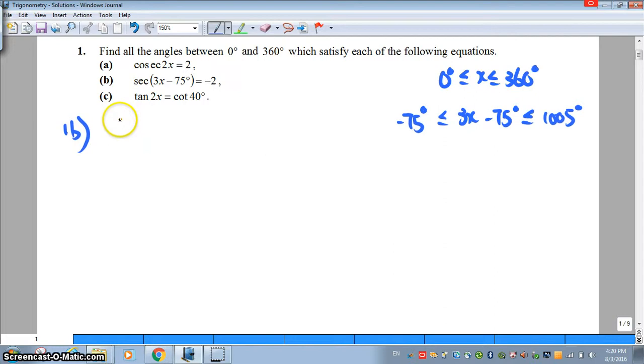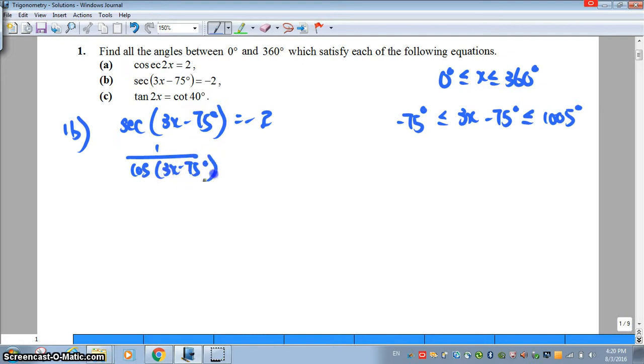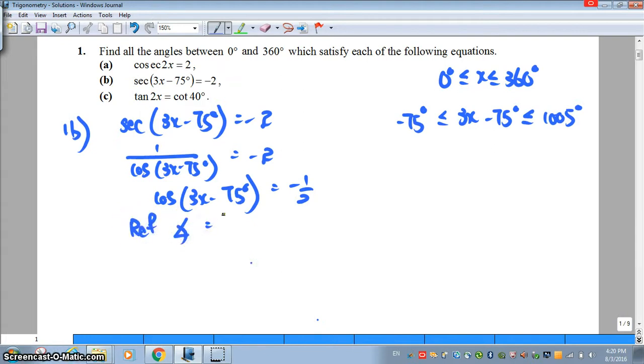1b. Like I said previously, instead of writing secant, definitely you would like to write 1 over cosine. Okay, we would like to solve for cosine in this case. And take note, we are supposed to find the reference angle once we have a single trigo ratio. What is the reference angle in this case?